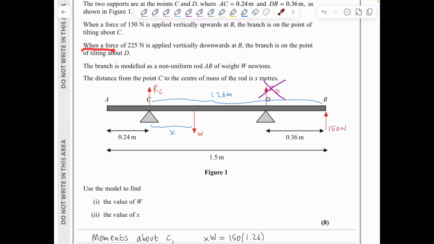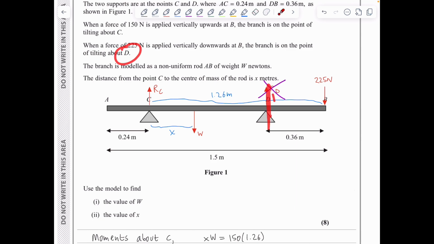Additionally, we are told that when a force of 225 newtons is applied vertically downwards at B, the branch is on the point of tilting about D. So we need to use this second piece of information to see exactly what's happening. So I'm adding the extra force of 225 newtons downwards at B. Obviously, the 150 newtons is no longer there, and we are on the point of tilting about D.